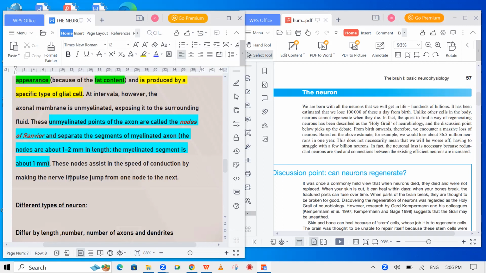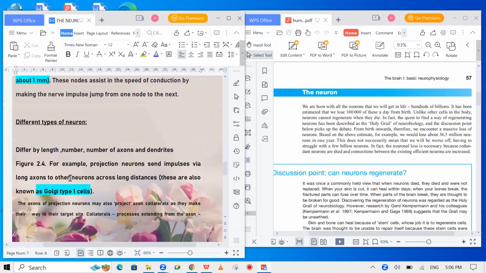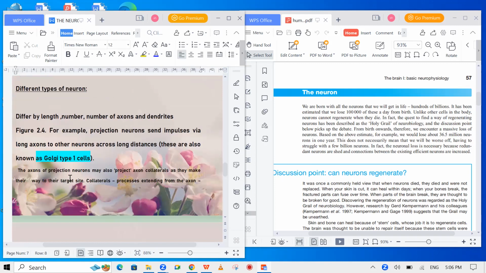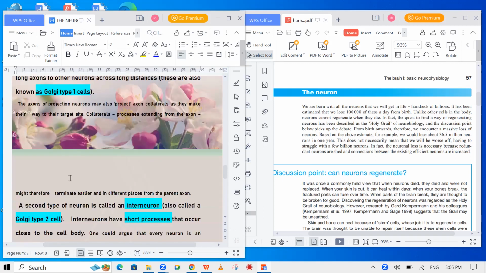So there are different kinds of neurons. They differ in their length, their number, the work they do, the number of axons they have, and the dendrites they have. So we're going to talk about the glia cells, type number 1. A second type of neuron is called an interneuron, is called the glia cells.